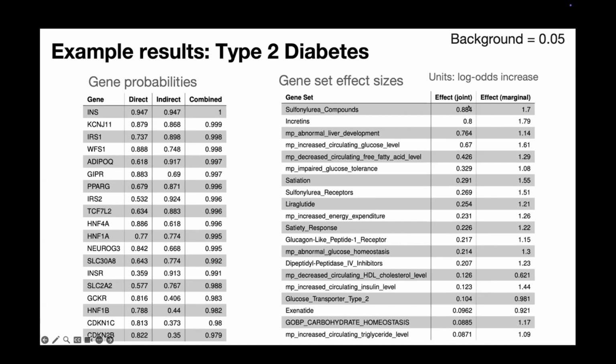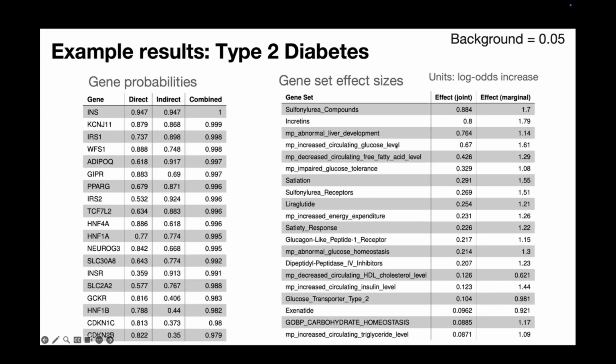And then over here, again, you have your joint and your marginal effects, right? So that's what I mentioned. These are the effect sizes of the gene sets in isolation. This is the joint model. And you can see there are examples, in most cases, where a gene set, let's say like exenatide, has a decently high marginal effect size, but a much smaller joint effect size.